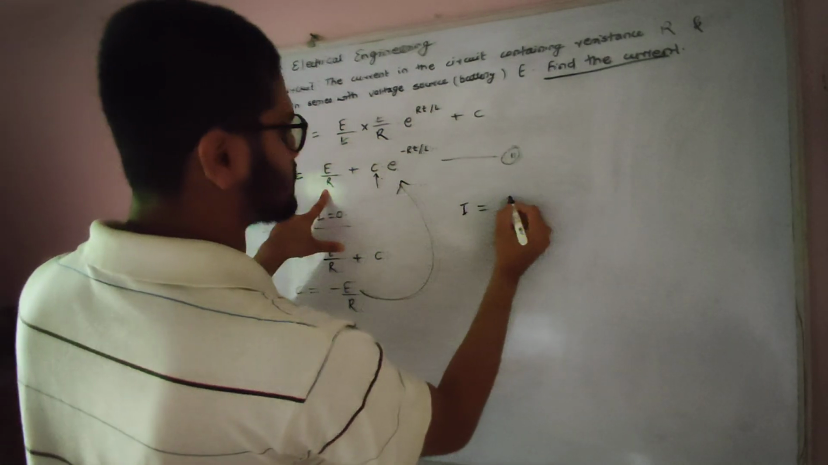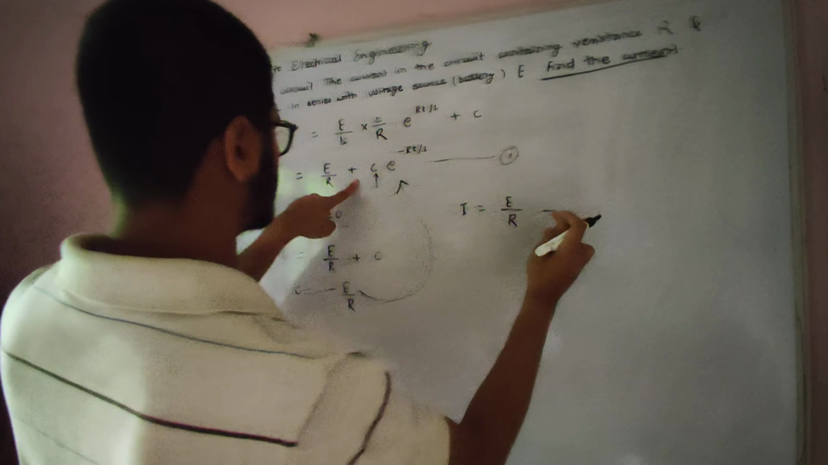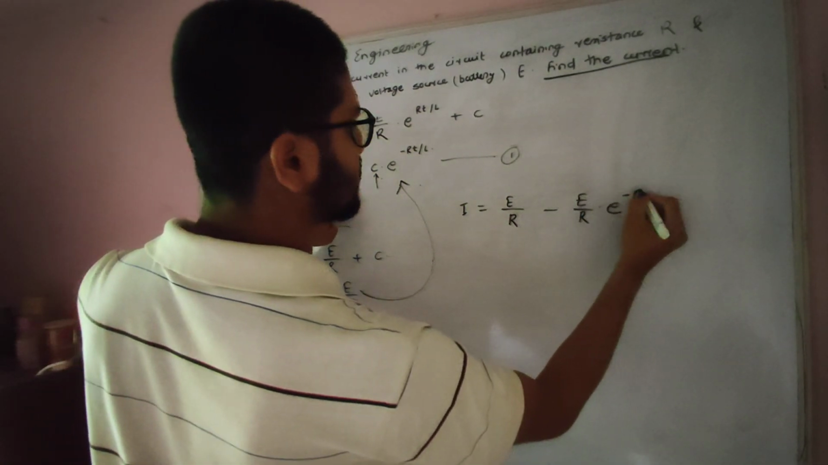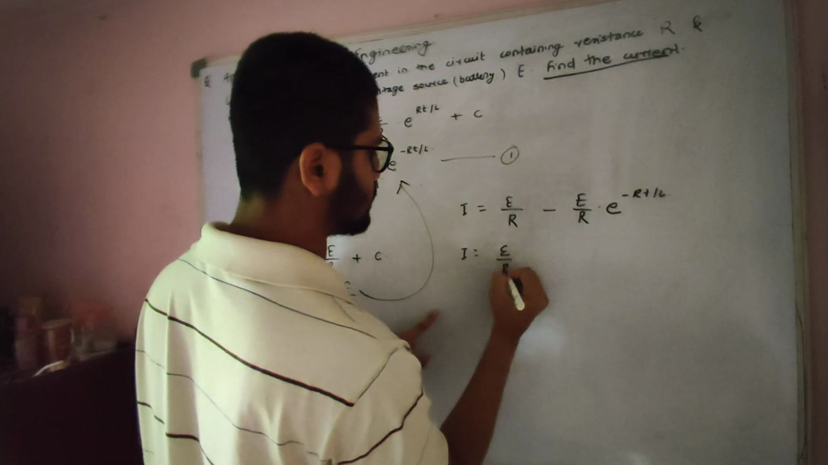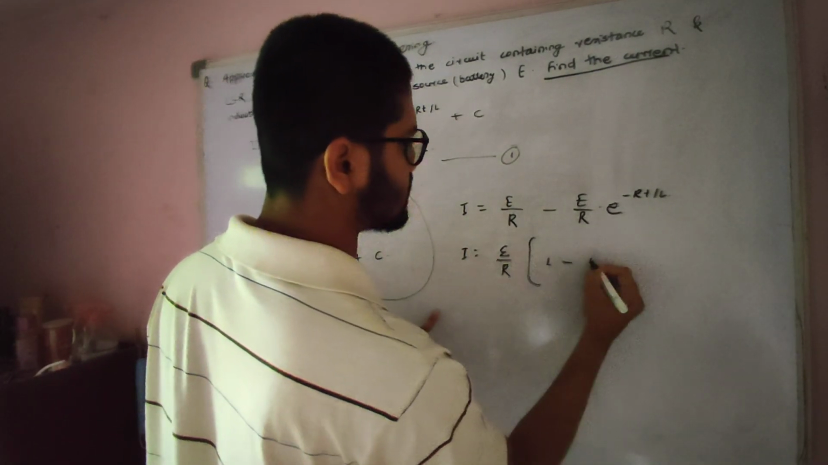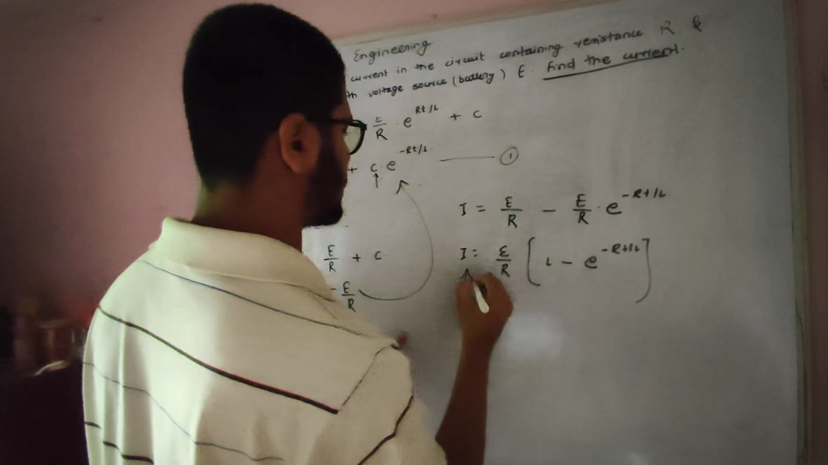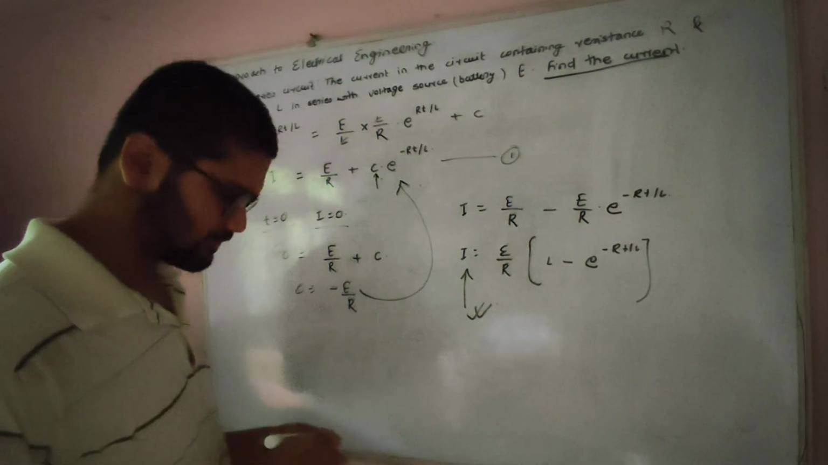Now if we substitute this value of C in equation 1, we get I equals E by R plus minus E by R times e to the power minus Rt by L. Taking E by R common, it will be E by R times 1 minus e to the power minus Rt by L. So this is the value of current, and here the question is solved. Thank you.